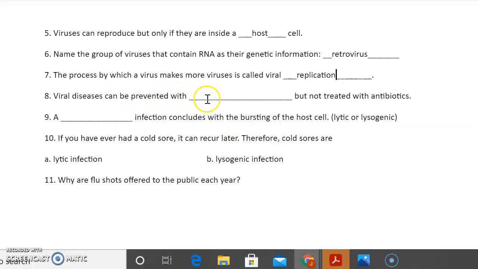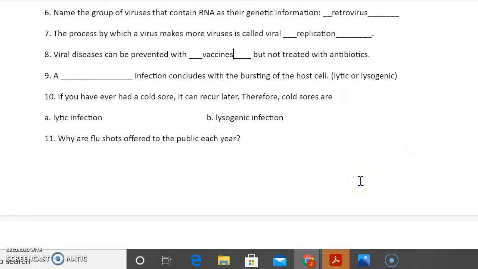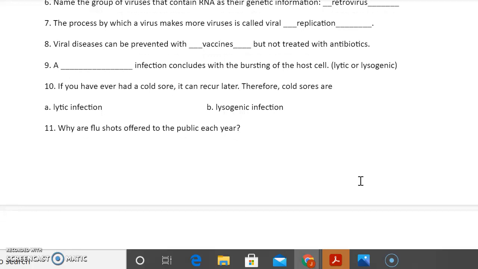Viral diseases can be prevented with vaccines, but not treated with antibiotics. Remember, vaccines give usually a protein off of the virus, and then that protein triggers the immune system to create antibodies. And then those antibodies are sitting there ready to attack if the virus enters our body. So vaccines help our body make antibodies to protect against viruses. So prevented by vaccines. Antibiotics do not treat viruses. They're effective against bacterial infections, but they're not effective against viruses.